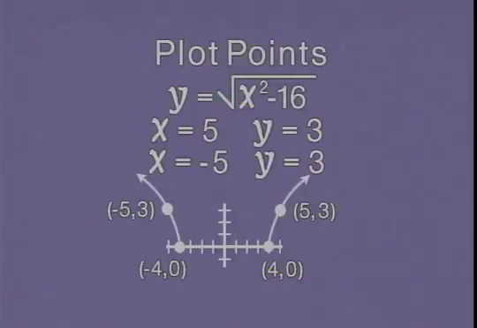For example, if we put in x equals 6, we would have gotten 36 minus 16, which is 20. The square root of 20 certainly is on your calculator, but it's an approximation. It's certainly not a whole number. I chose 5 because 5 squared minus 16 is 9, and the square root of 9 is 3. We also put in negative 5. Negative 5 squared is 25, minus 16 is 9. So when x is negative 5, y is also 3, the square root of 9.